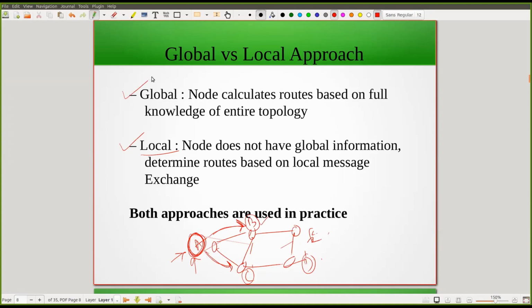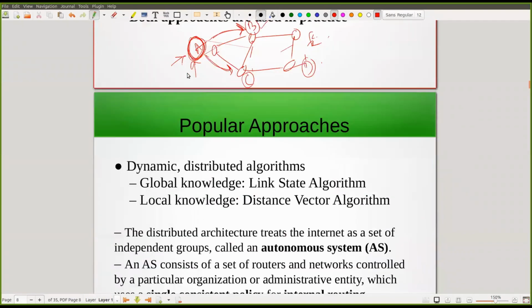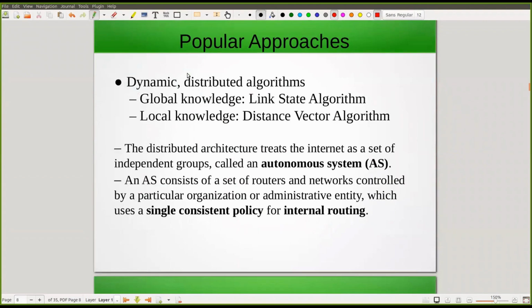These are two approaches, and if I look into the practice, both are used. Neither is obsolete; both approaches are still in use in reality. So what did we understand out of it? What is the approach followed as far as building of the routing table is concerned? As we have already discussed, it is dynamic, then it is distributed. Then either global knowledge or local knowledge.